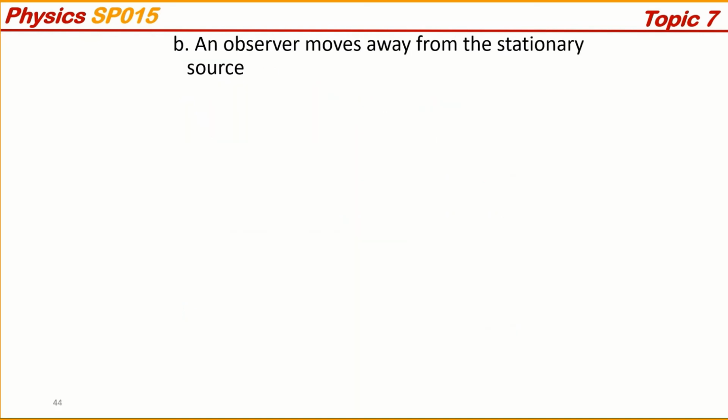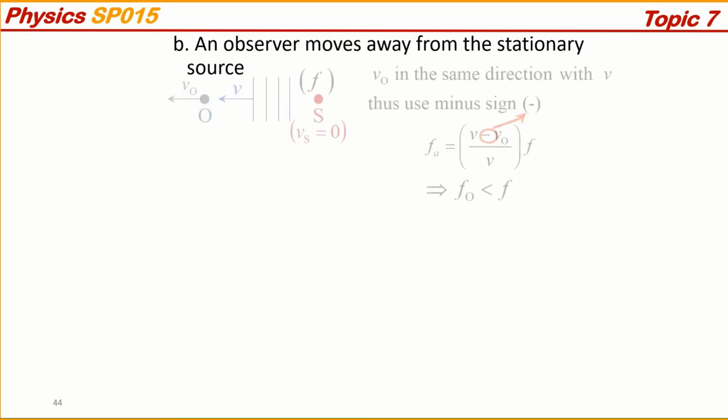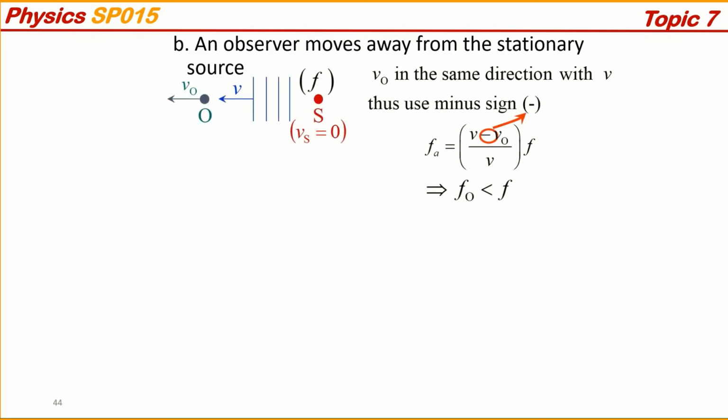And an observer moves away from the stationary source. Sketch O and S, let V be towards O. V0 is in the same direction as V, thus use minus sign, negative. So fa equals V minus V0 over V times f. Therefore, fa less than f.